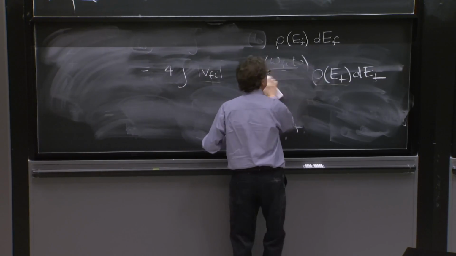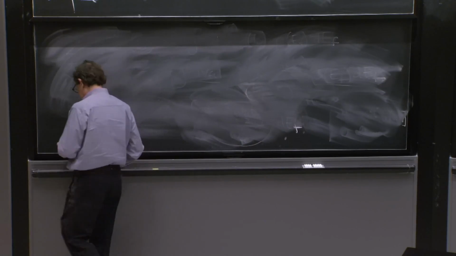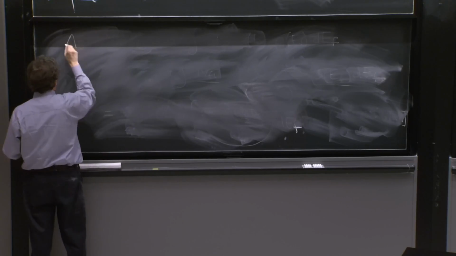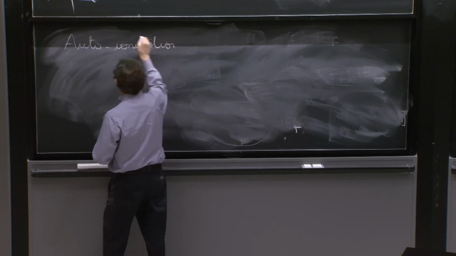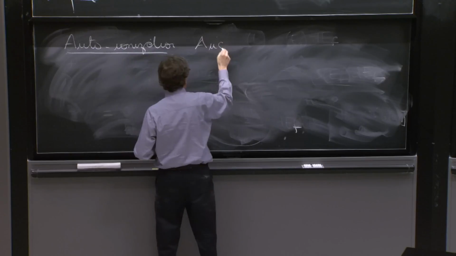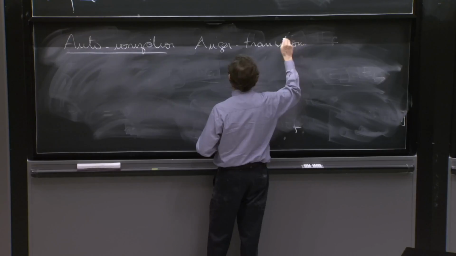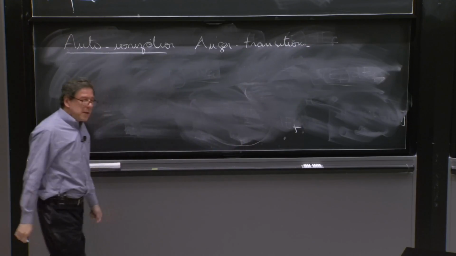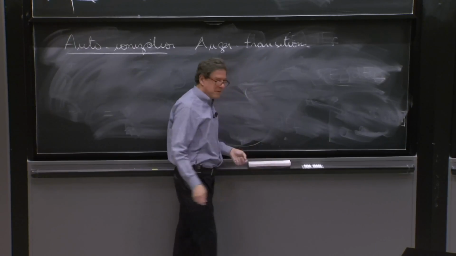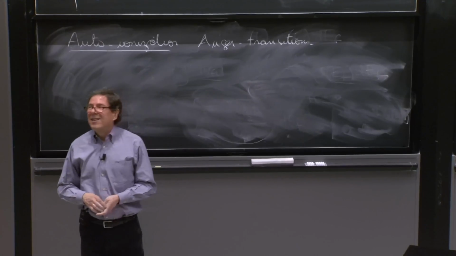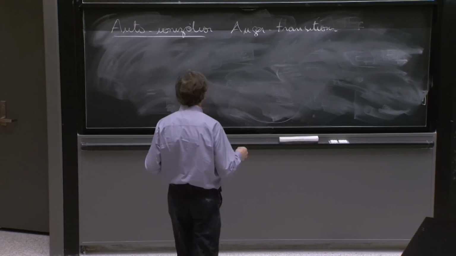So the example I will discuss qualitatively, we will not compute the rate for this example, is autoionization, also called Auger transitions. I think the reason this example is interesting is that there are continuum states sometimes in cases that you would not think about, or wouldn't have thought about them.